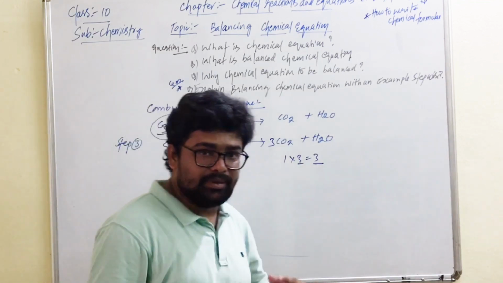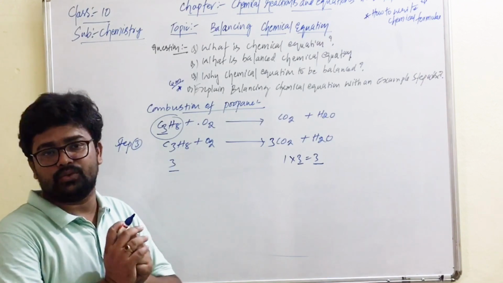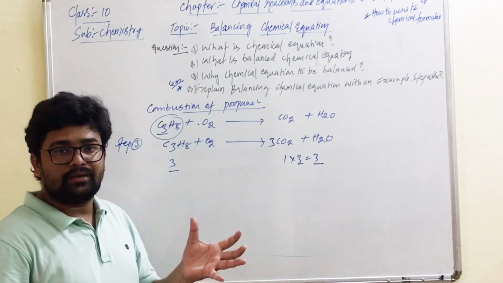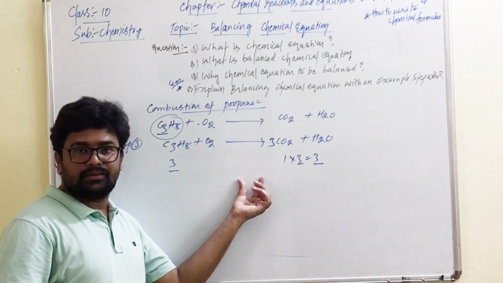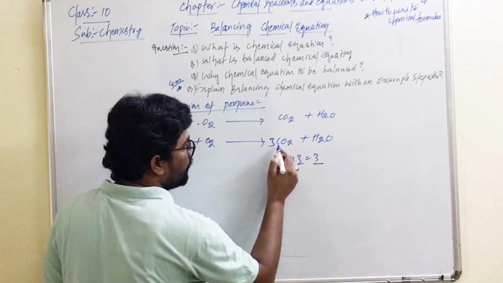जहां कम है वहां suitable number से multiply करना है. We need to multiply with a suitable number, okay, so that it becomes equal on both the sides. So here the number of carbons I have multiplied with 3. So place this 3 before CO2.